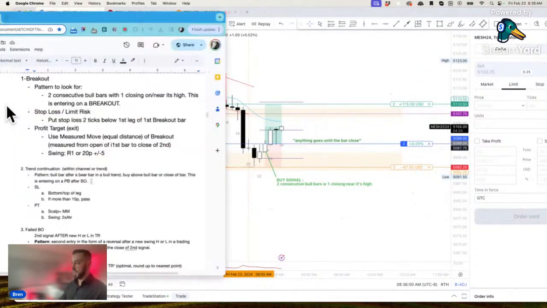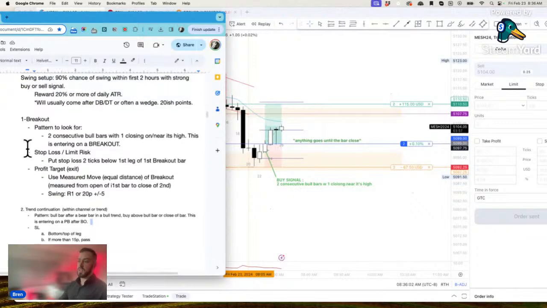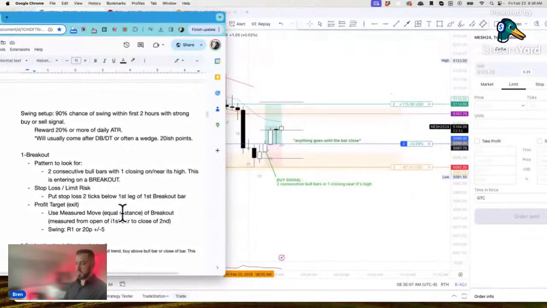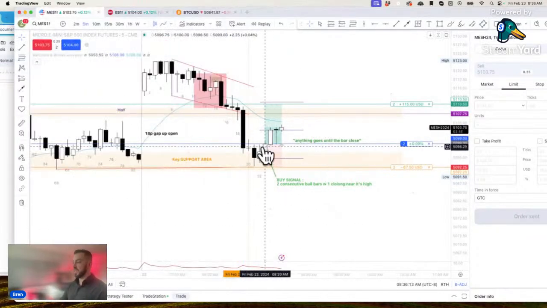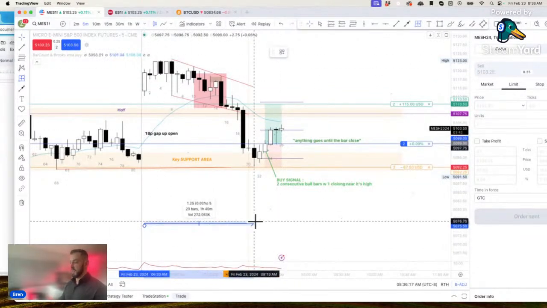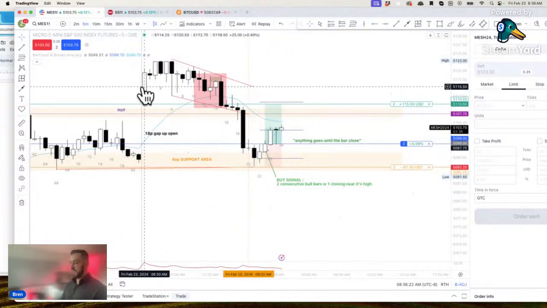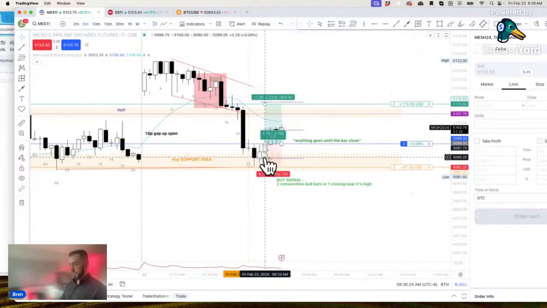So Lisa, let me break this down for you. These are my 3 setups. Okay. First of all, my strategy is based on a 90% chance of a swing within the first 2 hours with a strong buy or sell signal. So this is an example. Now, let's measure it. This came 2 hours into the day, right? So this is 6:30 a.m. This is almost 8:30 a.m.